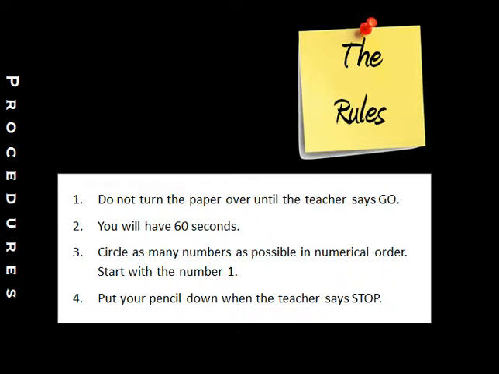Explain the directions. Students have 60 seconds to circle as many numbers as possible in numerical order. When the teacher says go, students will look for the number 1 first, circle it, then try to find the number 2, and so on. Students must put their pencils down when time is called at the end of 60 seconds.